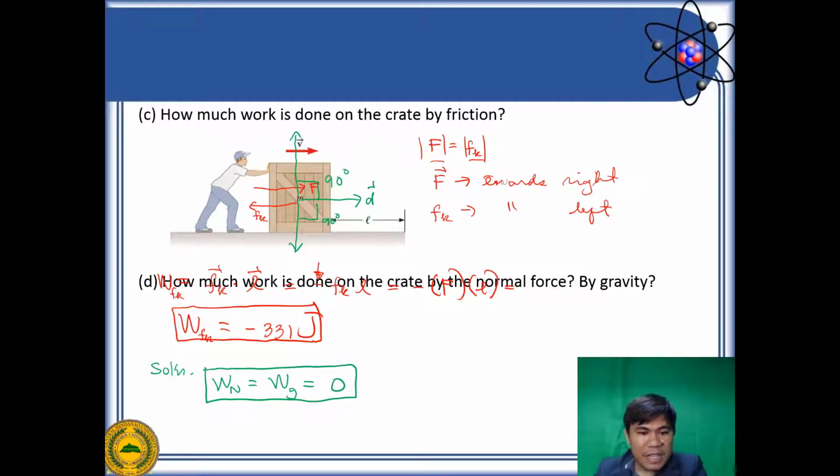Now, for the last question, what is the total work done on the crate? The total work done on the crate can be calculated by this.